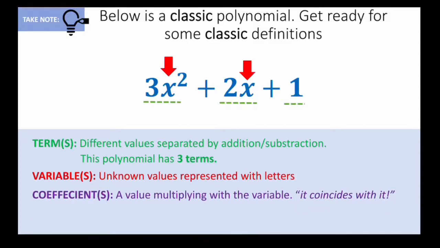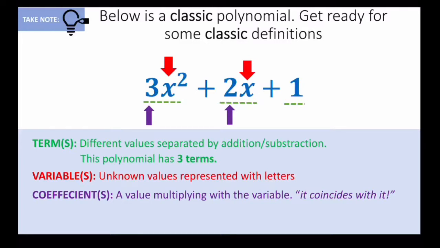Coefficients, a value multiplying with a variable. It coincides with it. So I want you to take a look at these 2 variables, X here and X here, and the number that coexists, that is cooperating, that coincides with that variable is our coefficient. So our 3 and the 2 are coefficients.